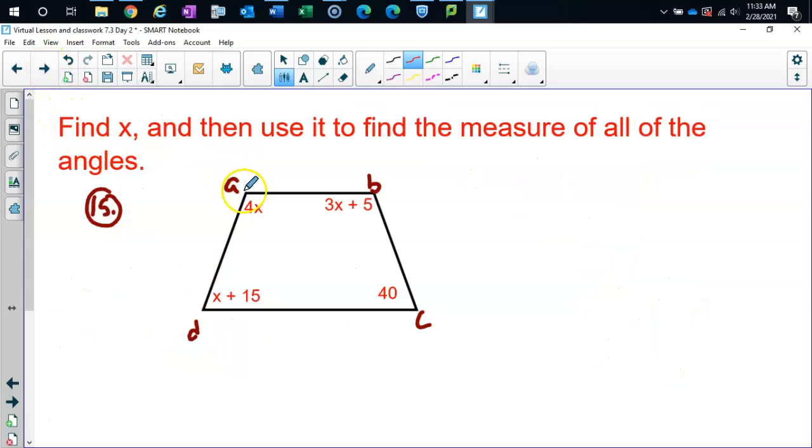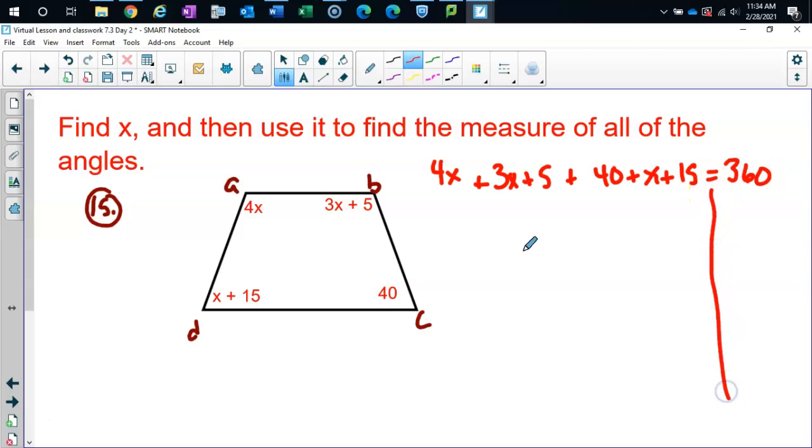Okay, 15. Use this quadrilateral. Find x. Go. All right, to find x, we're going to write an equation. 4x plus 3x plus 5 plus 40 plus x plus 15 equals 360. Remember, the angles in a quadrilateral add up to 360.